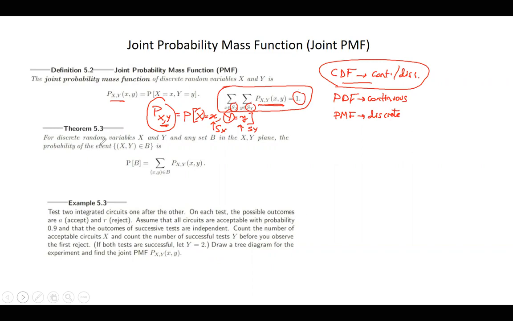If you are given a pair of random variables, X and Y, and if we define a set B in the XY plane, again, remember this X and Y plane, this is X, this is Y. Now this time this is discrete, so we got samples like this.